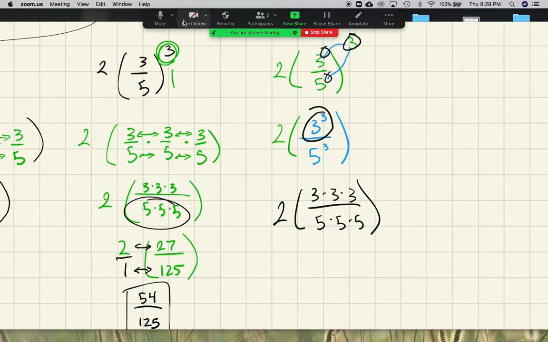I don't know. That's what he didn't do. He did it to the top part. He just didn't do it to the bottom part. For the answers, he didn't do it with the denominator.